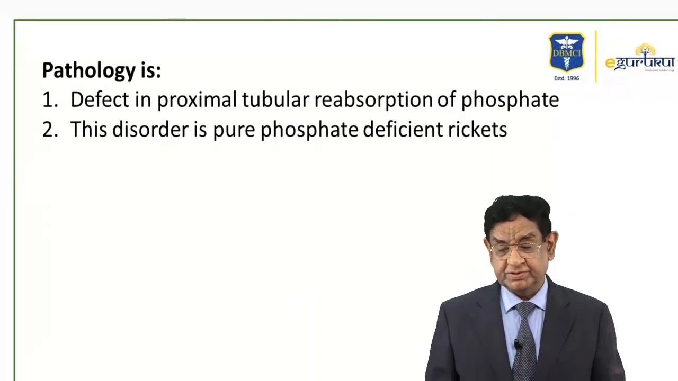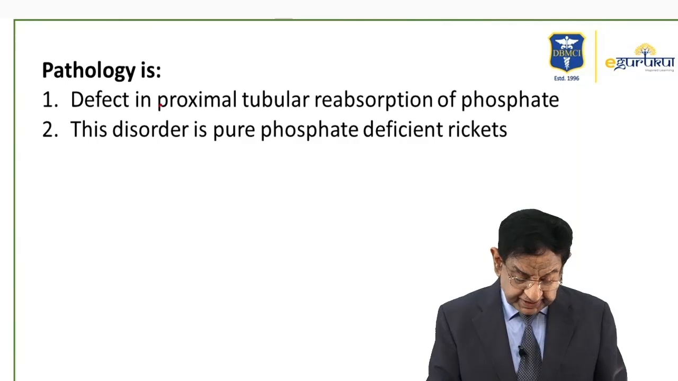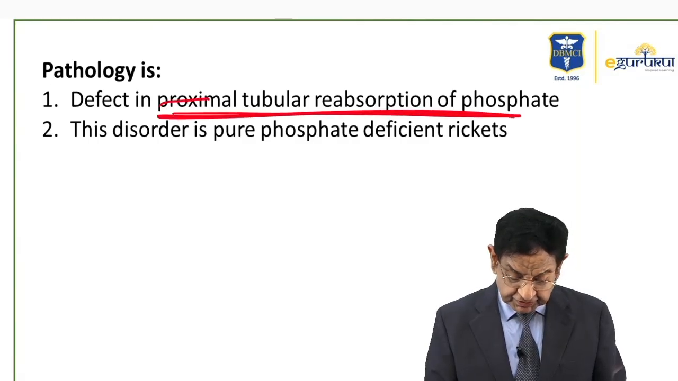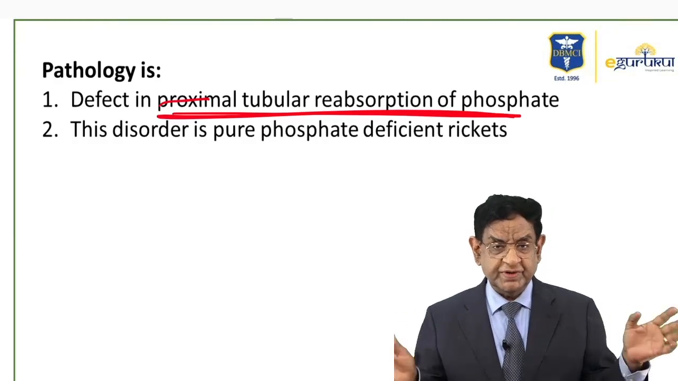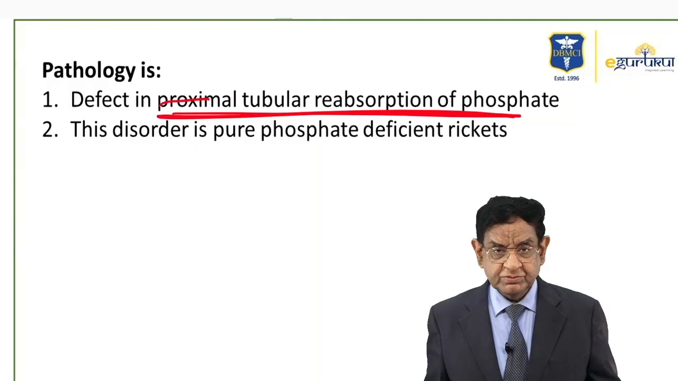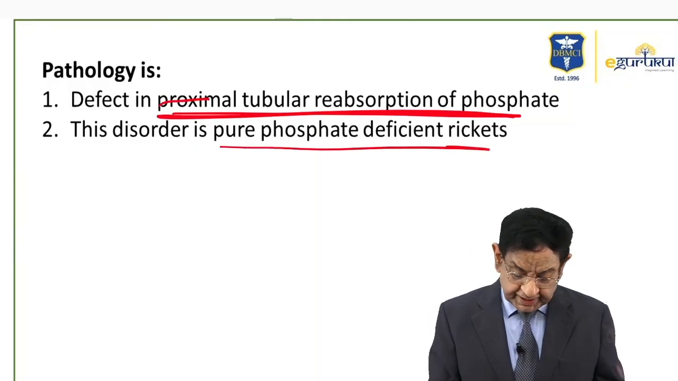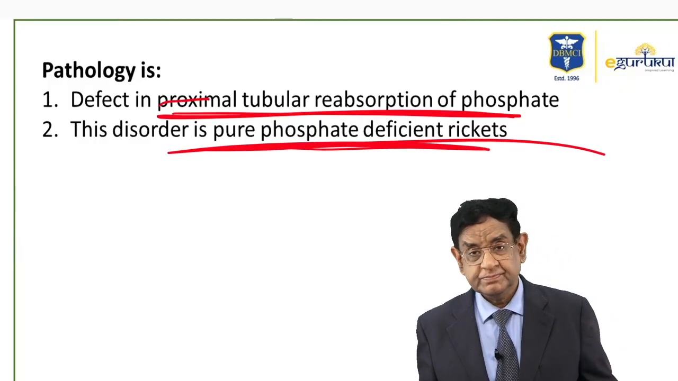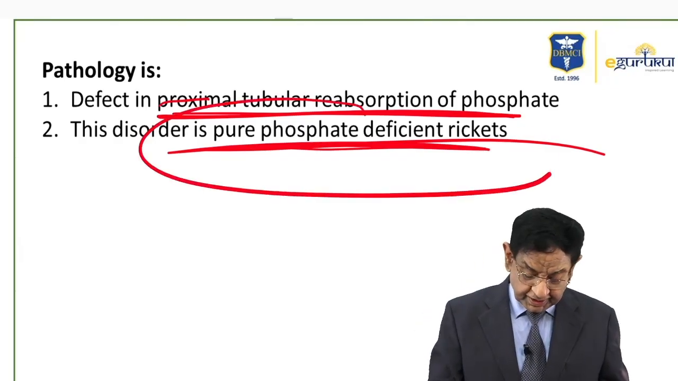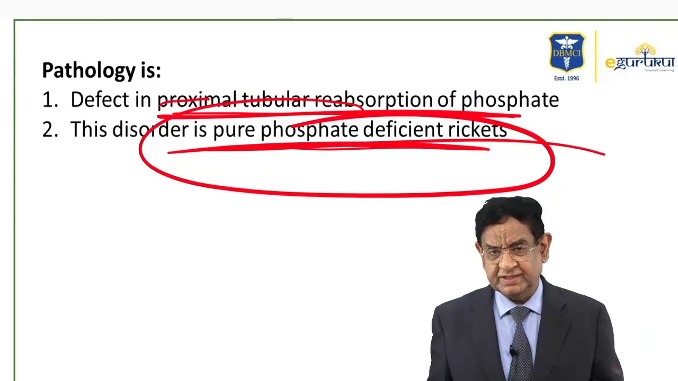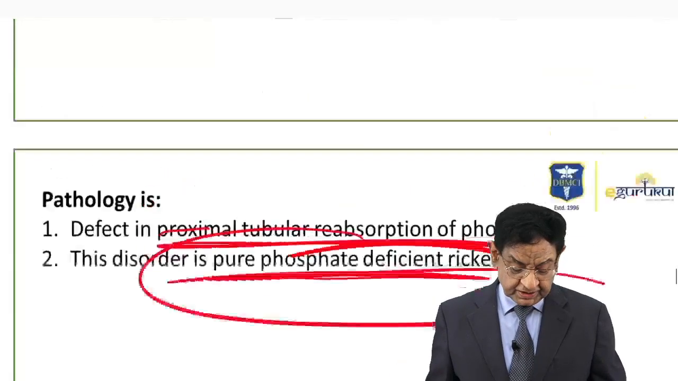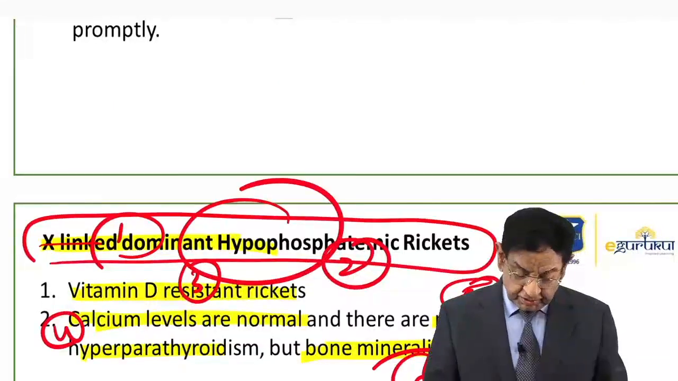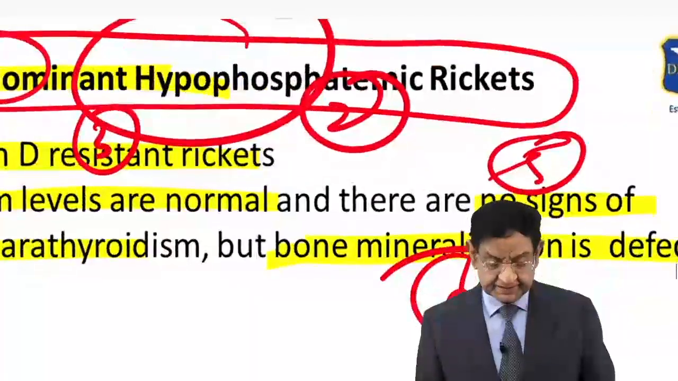What is the basic pathology? Defective proximal tubular reabsorption of phosphate. So it means phosphate will go out of the urine. So there's one entity which is a pure phosphate deficiency rickets. Very important point. The problem is only of the phosphate. There's no problem of the calcium, PTH, vitamin D, nothing. It is all due to loss of phosphate. So that's why we are getting hypophosphatemic type of rickets.